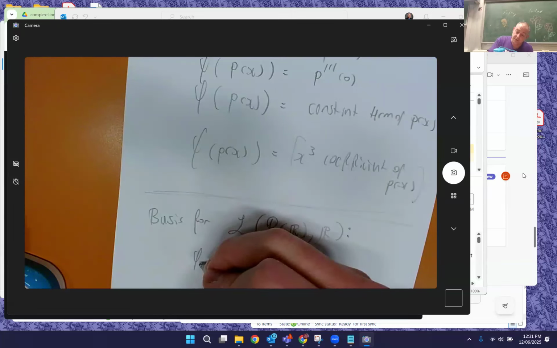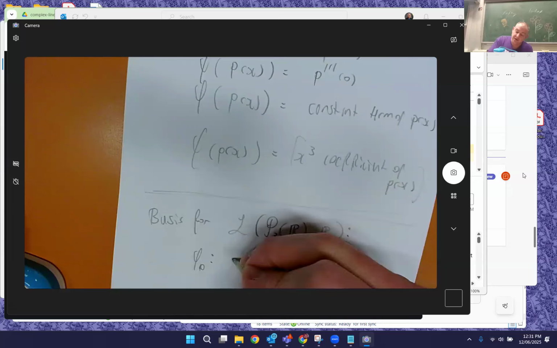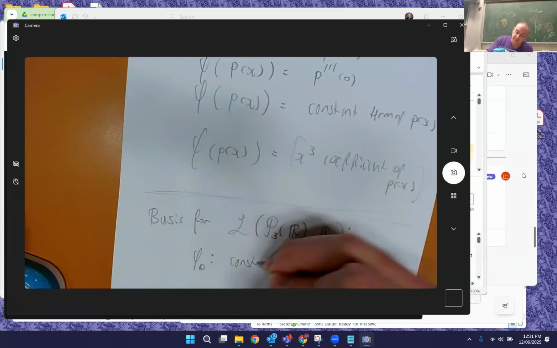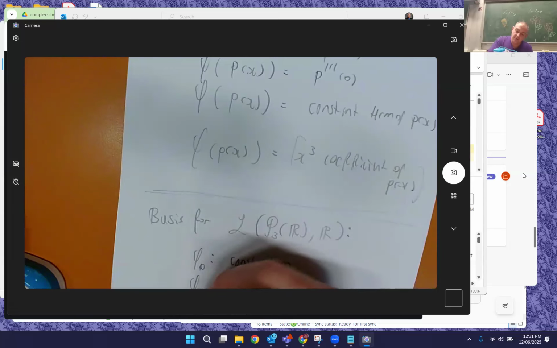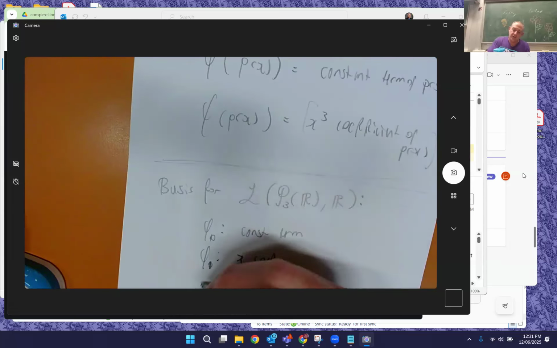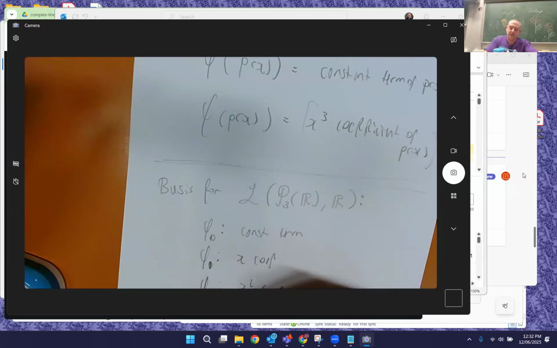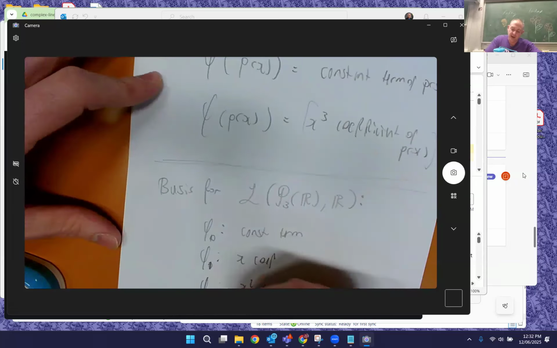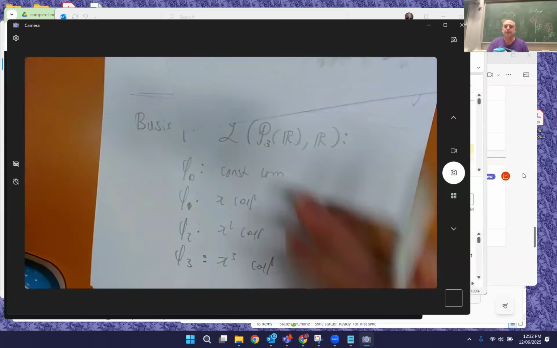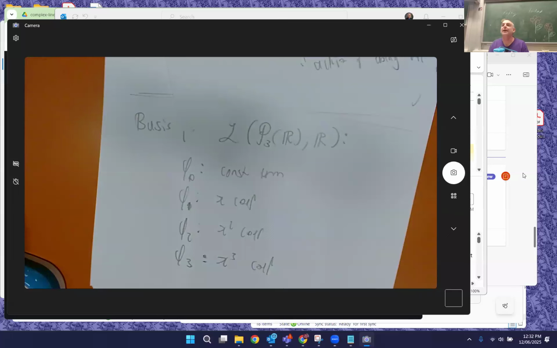So phi0, which takes the constant term, phi1, which is the x coefficient, phi2, which is the x squared coefficient, and phi3, which is the x cubed coefficient. They are a basis for this. Every other linear functional can be written in terms of these. No, I don't know. I'll have to get to that. But they are definitely a basis.